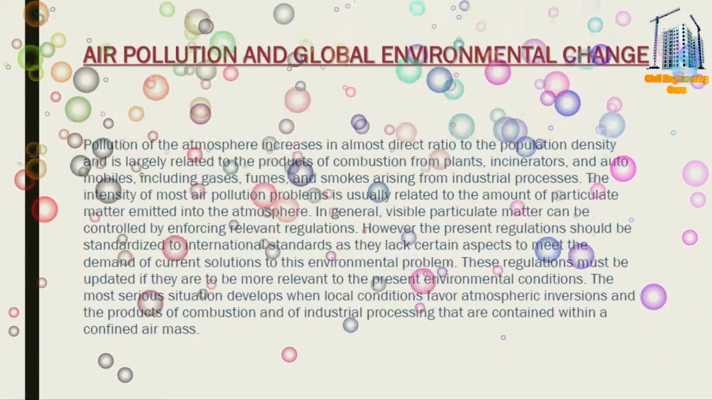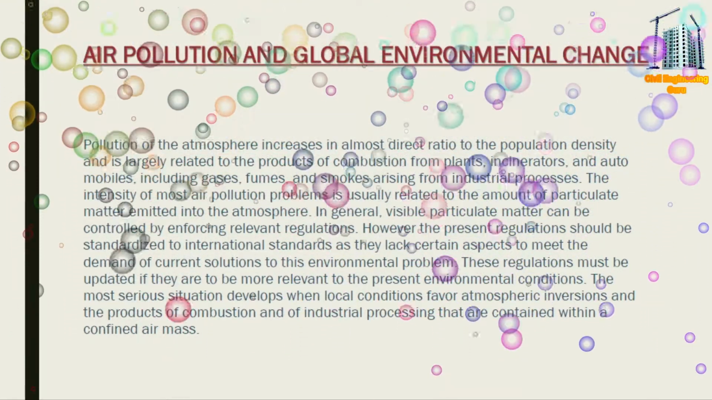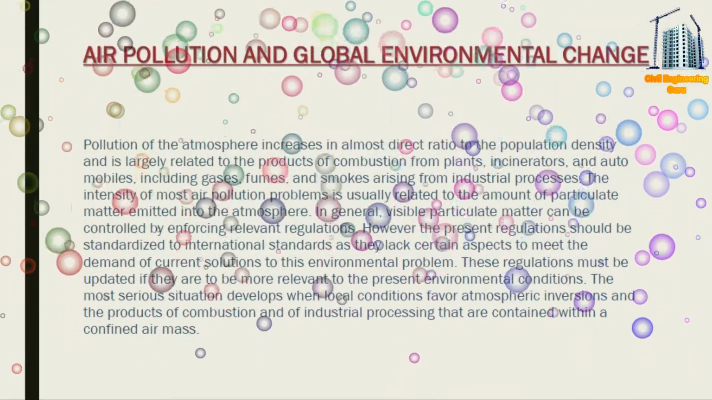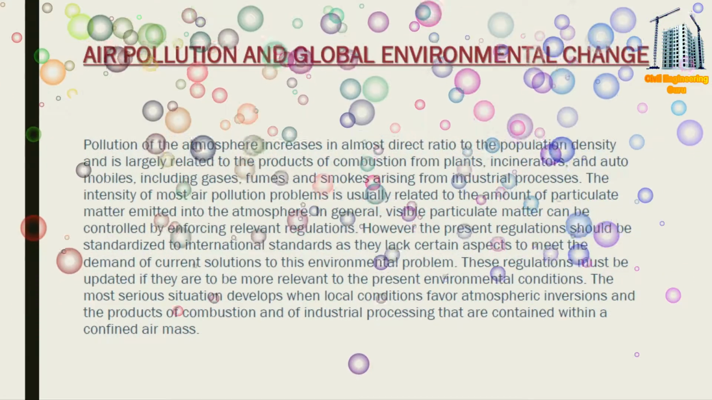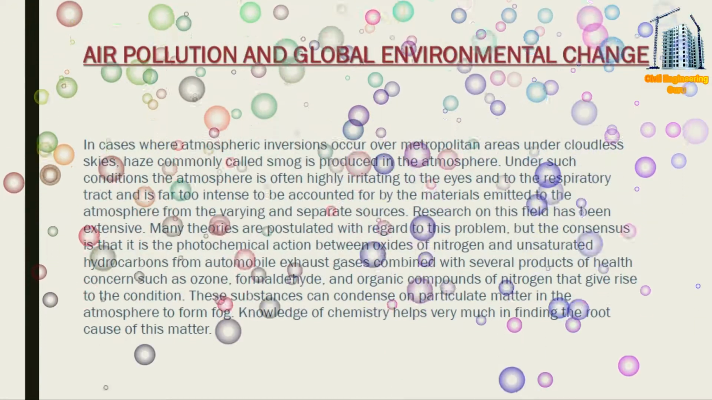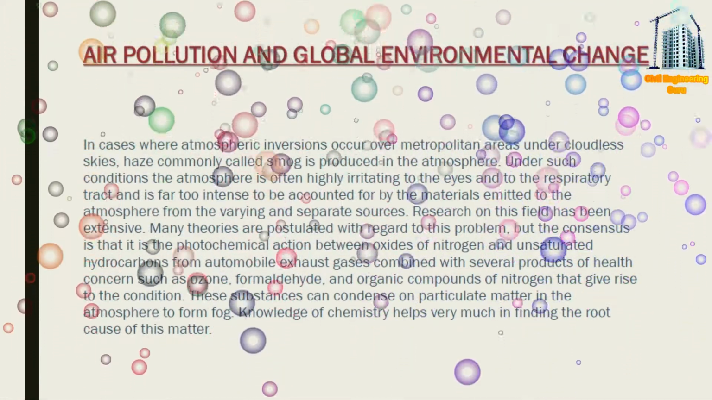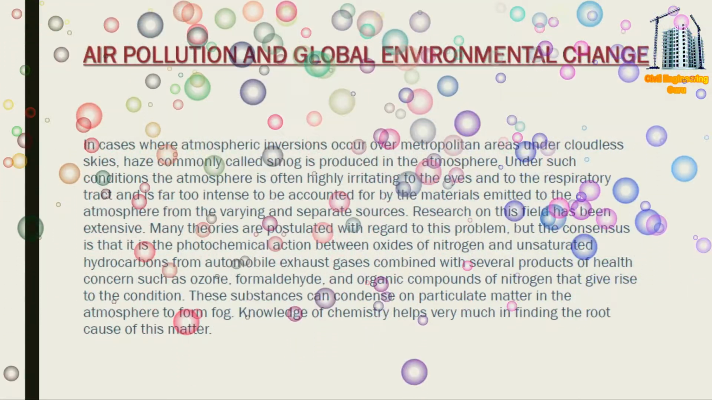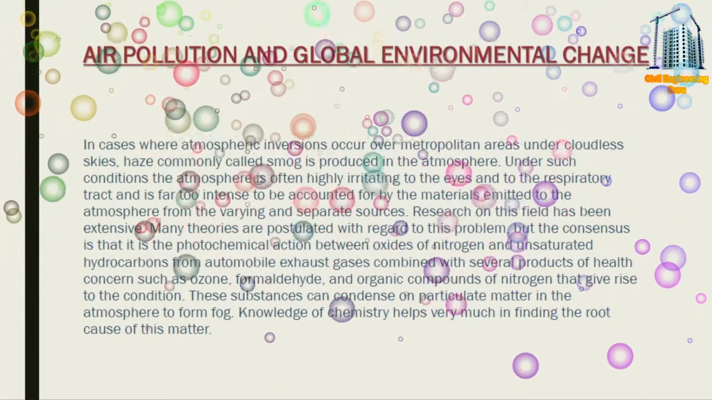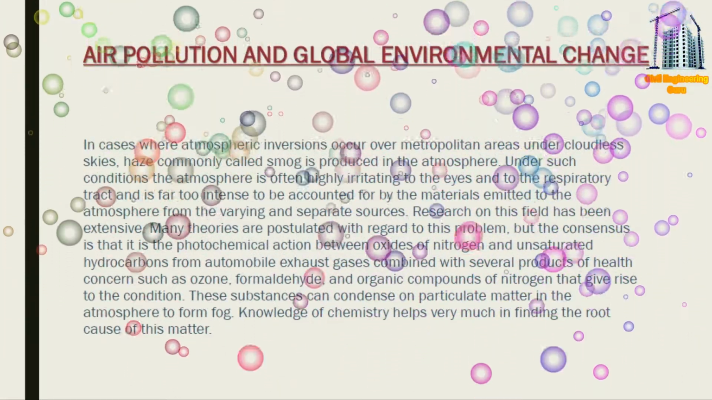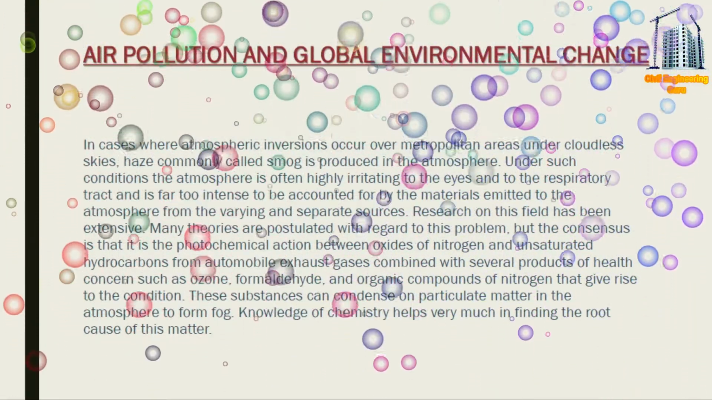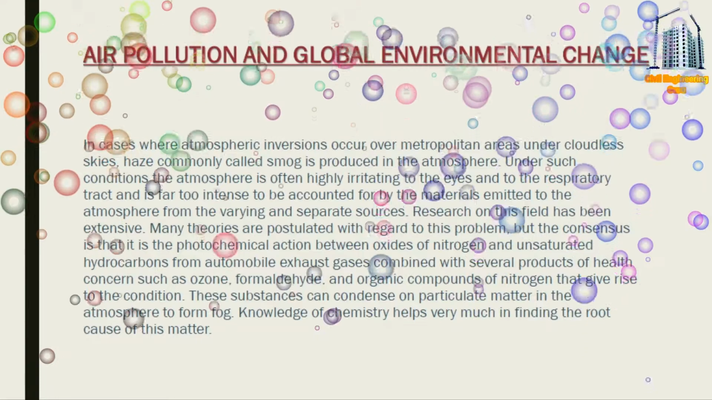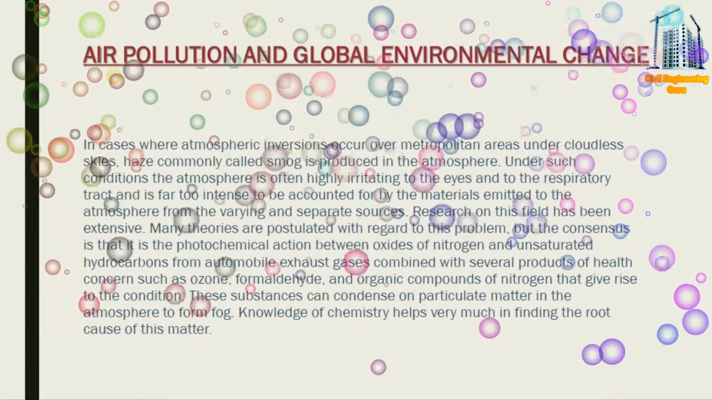The most serious situation develops when local conditions favor atmospheric inversions and the products of combustion and of industrial processing are contained within a confined air mass. In cases where atmospheric inversions occur over metropolitan areas under cloudless skies, haze commonly called smog is produced in the atmosphere. Under such conditions the atmosphere is often highly irritating to the eyes and to the respiratory tract and is far too intense to be accounted for by the materials emitted to the atmosphere from the varying and separate sources.